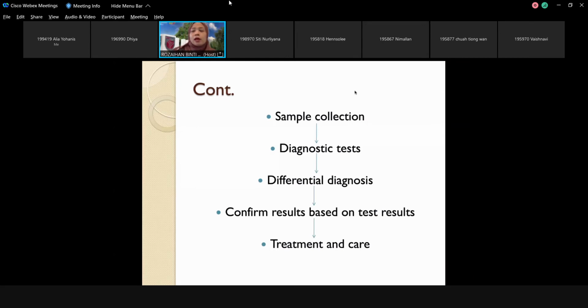After you've done your physical examination, you should have a list of your problems.